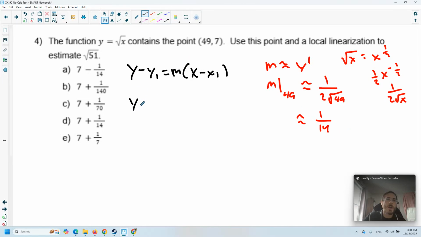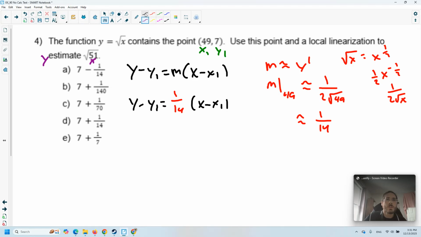So I've got y minus y1 equals 1 over 14 times x minus x1. Now this is the point we know, so this is going to be our x1 and our y1. Y we don't know, because y is what we're trying to find out. Y is going to be the estimate. X is the point that we want to figure out, that's going to be square root of 51.